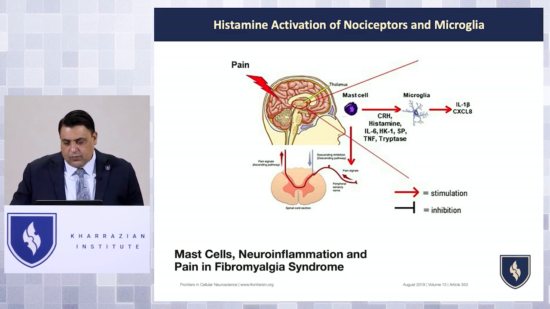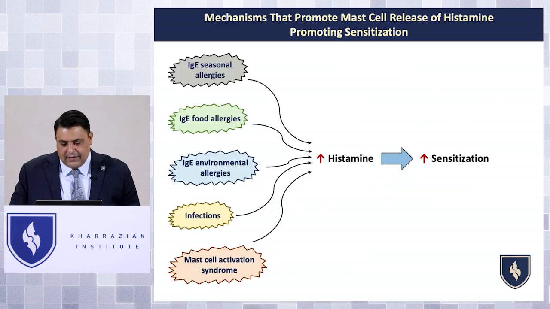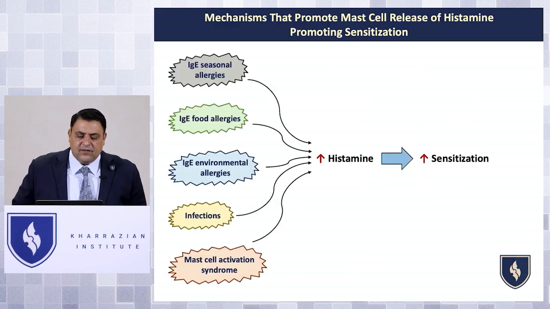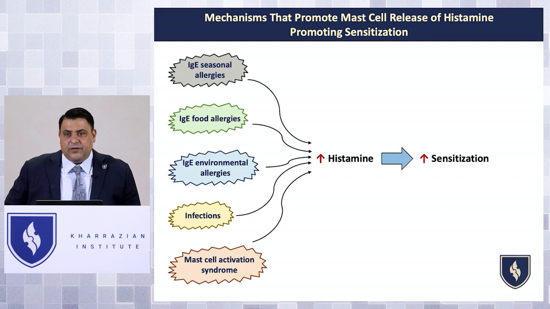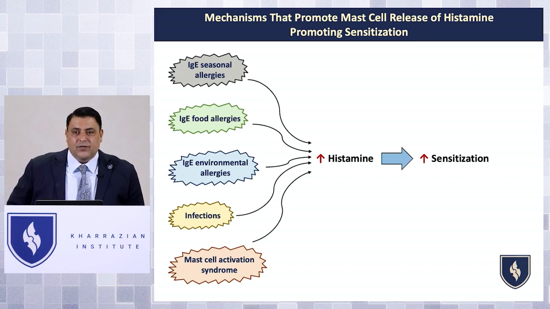So part of your workup is to go through and try to identify, hey, do you have any seasonal allergies? Do you have any food allergies? Do you have any environmental allergies? Do you have any infections? Do you have any mast cell activation syndromes? People are so focused on food sensitivity versus food allergy, they don't realize a food allergy can cause a lot of pain. So sometimes it's really important to run an IgE food sensitivity panel, not just an IgG food sensitivity panel.